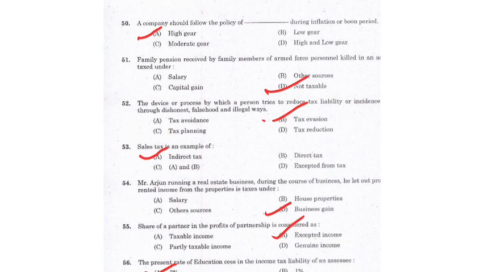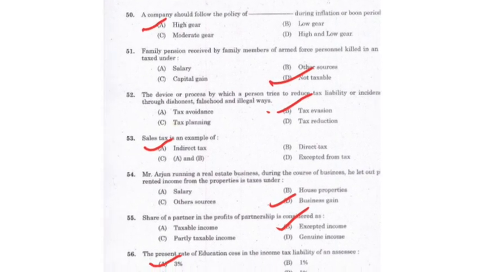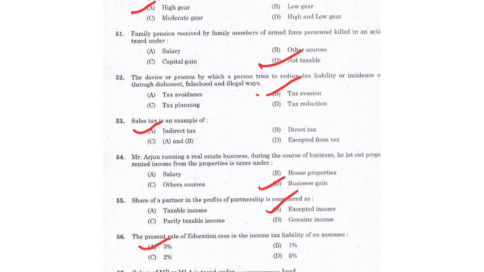And the next question, the device or process by which a person tries to reduce tax liability or incidence of tax through dishonest, falsehood, and illegal ways. And here the options are tax avoidance, tax evasion, tax planning, and tax reduction. And here the answer is tax evasion. Tax evasion means falsehood, illegal ways.